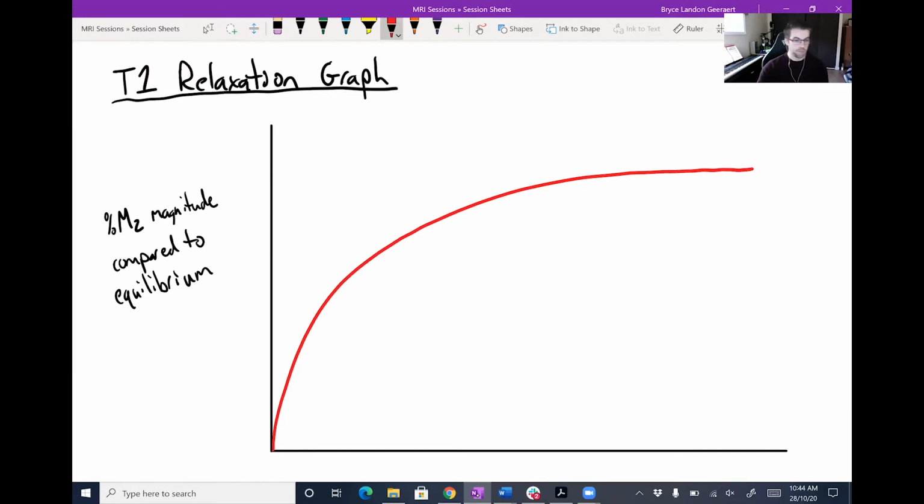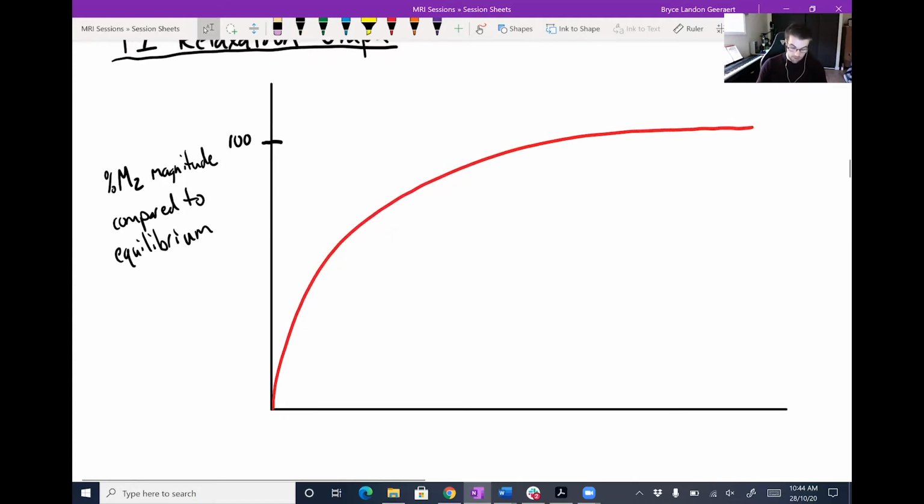Decent, I would say. Okay, I should put a label on here. Let's make it semi-accurate. So if this is at the maximum magnitude of our NMV, its equilibrium state, it'll take some amount of time, which is the bottom axis of this graph.